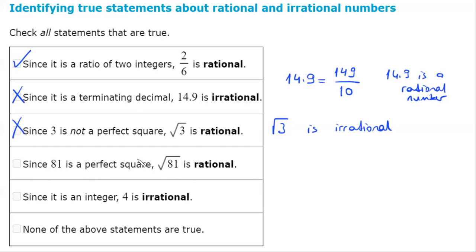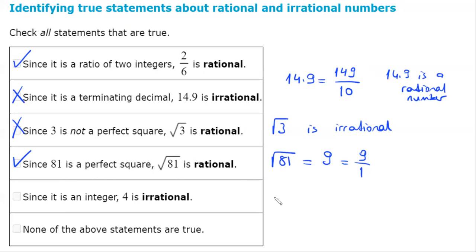Since 81 is a perfect square, root 81 is rational. Root 81, we can write root 81 as 9, and we can write 9 as 9 over 1. That means root 81 can be written as 9 over 1, which is a fraction. That means root 81 is a rational number. It is true. Since it is an integer, 4 is irrational.